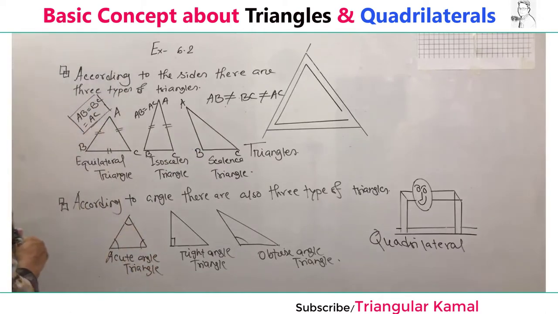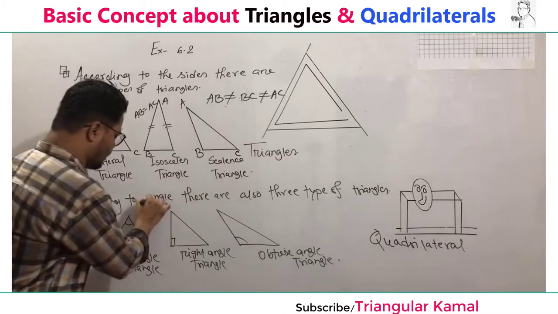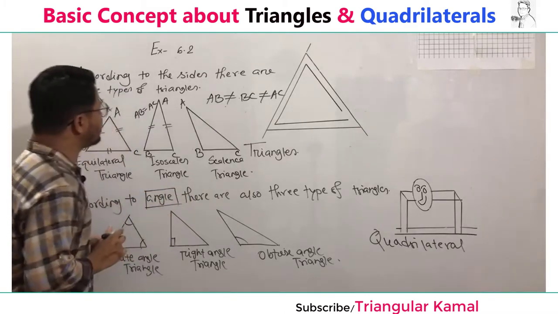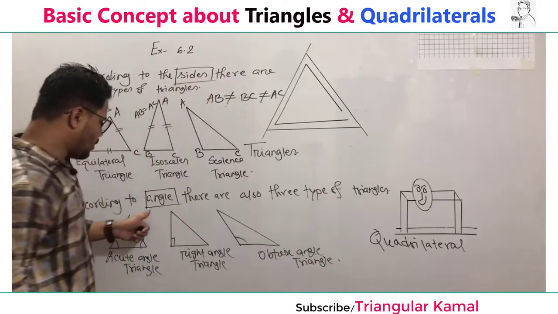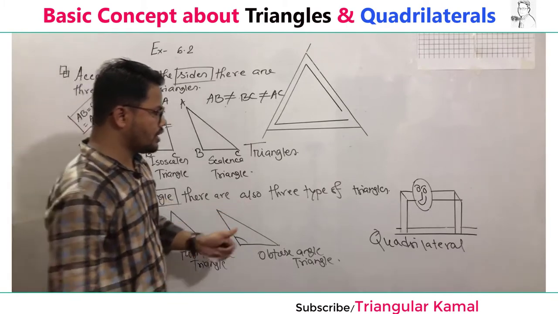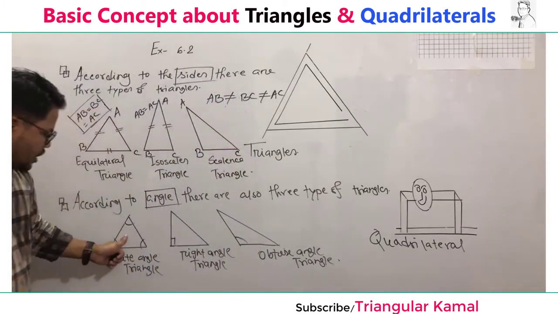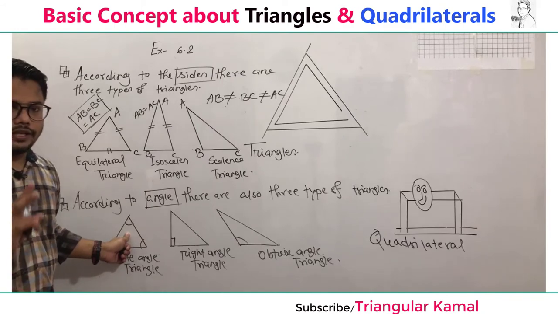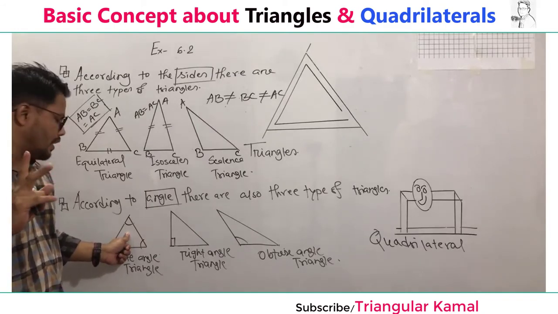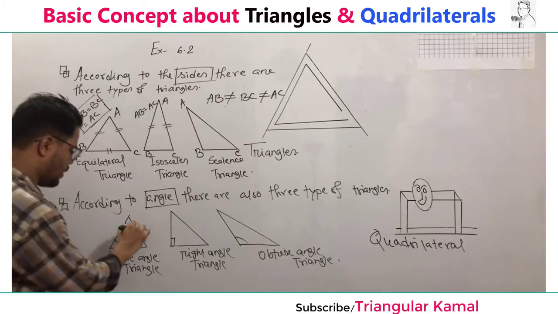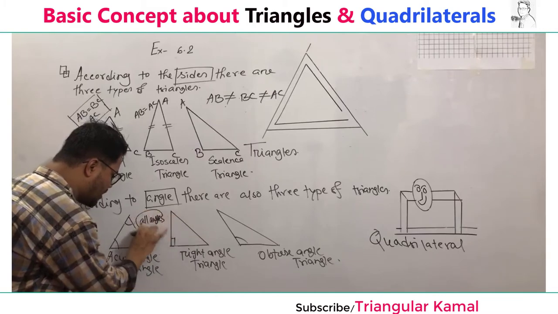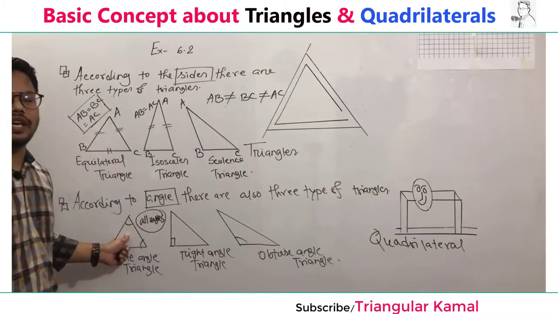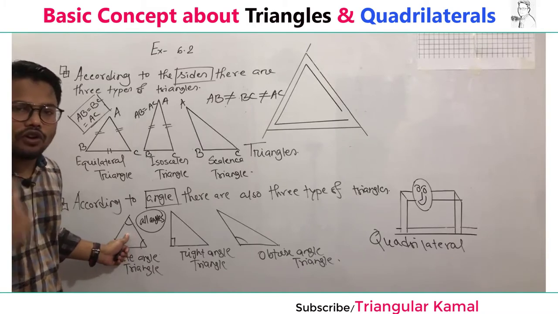Similarly, according to angles, the main concept is the same as according to sides. According to angles, there are also three types of triangles. The first one is the acute-angled triangle. In an acute-angled triangle, all angles will be acute. This concept is all angles. Sometimes students make a mistake here. All angles will be acute, that means smaller than 90 degrees.